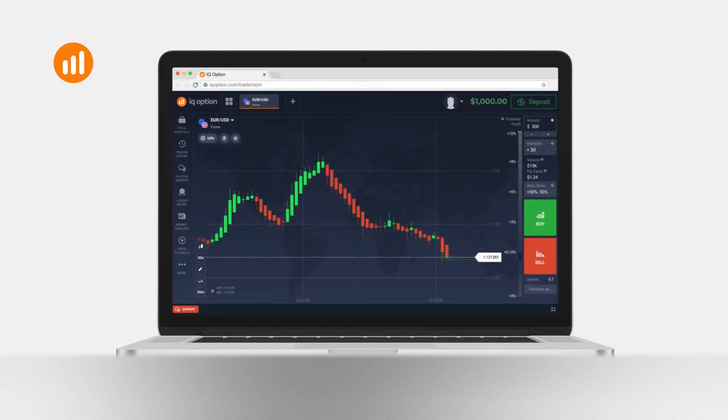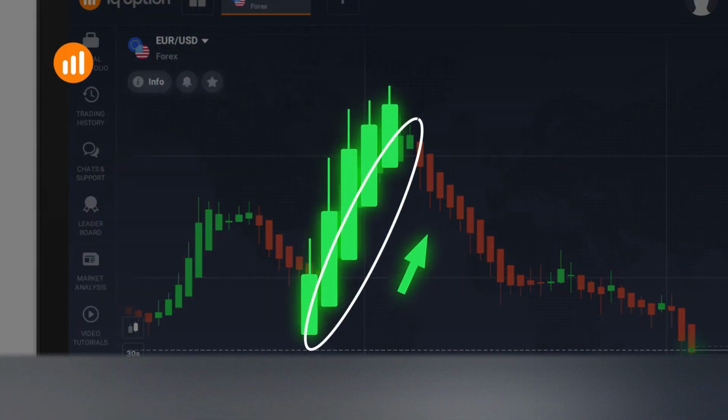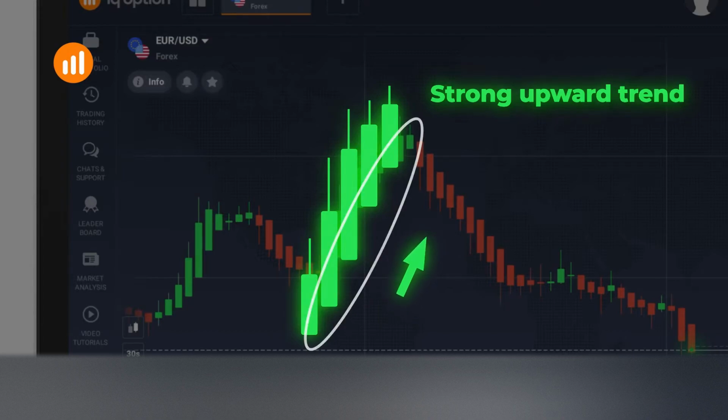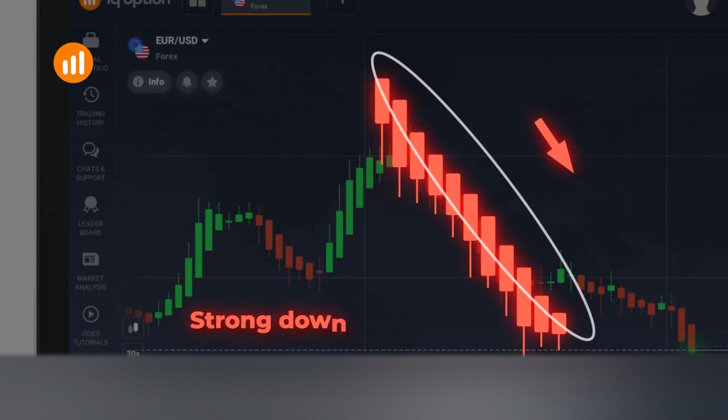So, how to read the Heikin Ashi chart? Usually, green candles indicate an uptrend and red ones signify a downtrend. Green candles with long bodies and no lower shadows may be an indication of a strong upward trend, while red candles with long bodies and no upper shadows may be a strong bearish signal.